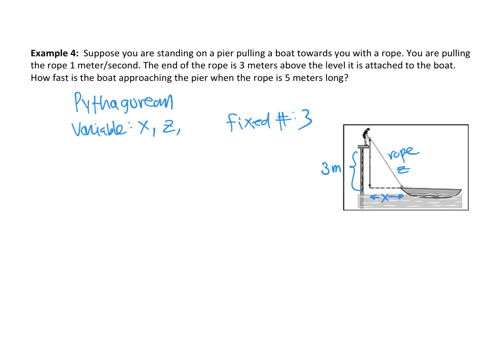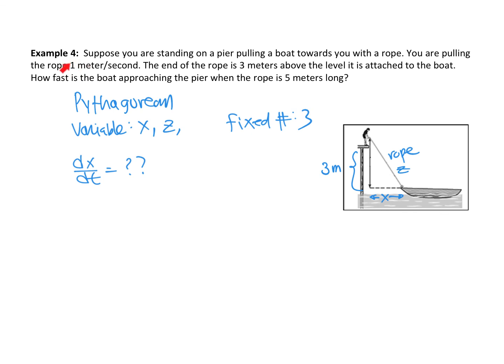What do they want me to find? So sometimes it's kind of hard to see what they are asking. The question is, how fast is the boat approaching? So it's this directional speed, right? It's a speed, but it's this direction, not like this direction speed. So dx/dt is what they're asking.